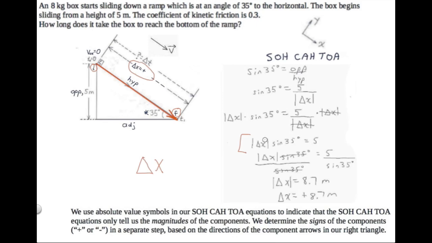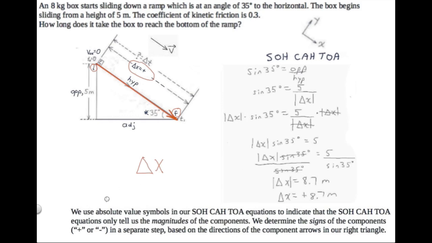Now we need to get delta x by itself by dividing both sides of the equation by the sine of 35 degrees. Then we do this calculation, 5 divided by the sine of 35 degrees, which gives us that the magnitude of delta x is 8.7 meters.